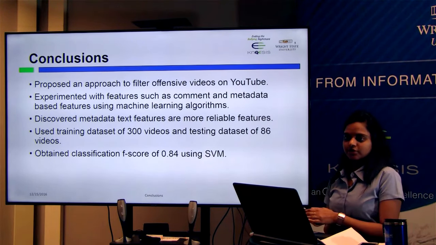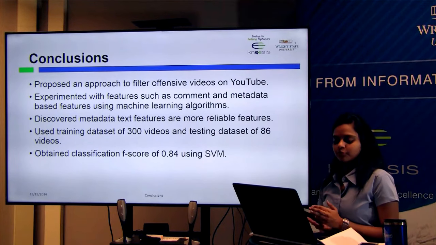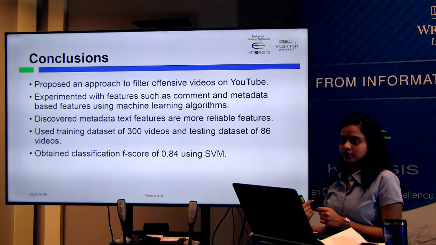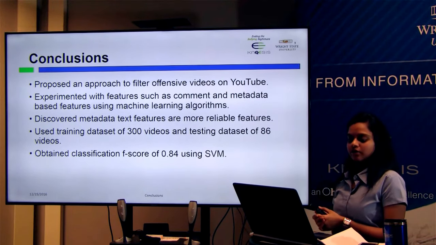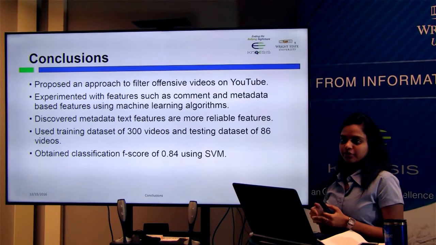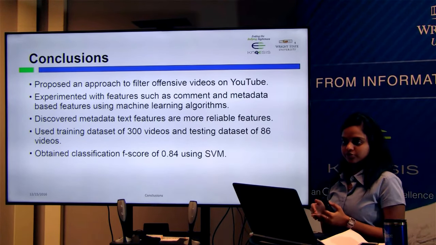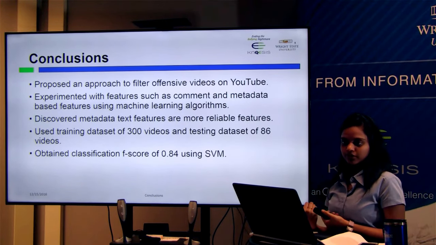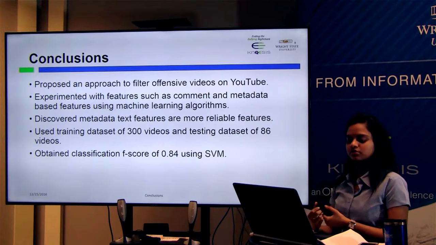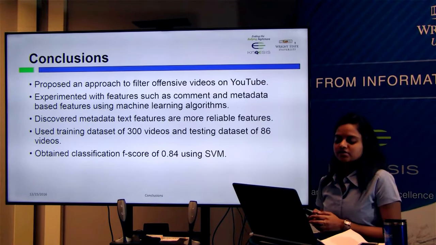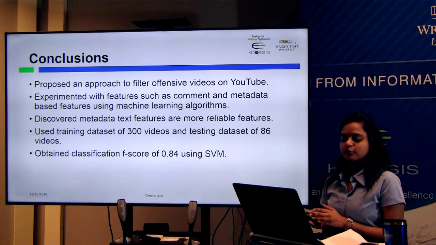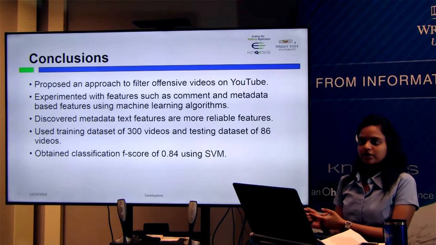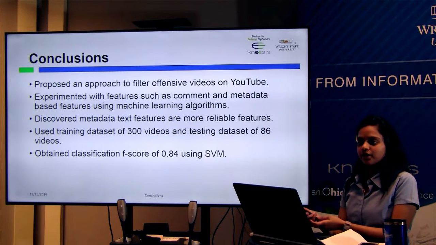So here are some of the conclusions of our work. We proposed an approach to filter offensive videos that have a serious effect on people's lives. For this approach, we experimented with different features such as comment features and metadata-based features, and discovered that metadata features are more reliable compared to comment-based features. We used a training dataset of 300 videos and a test dataset of 36 videos and obtained a decent F score of 0.86.